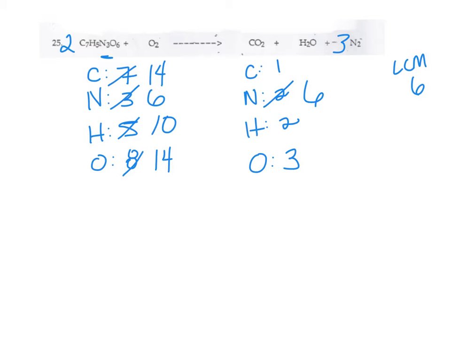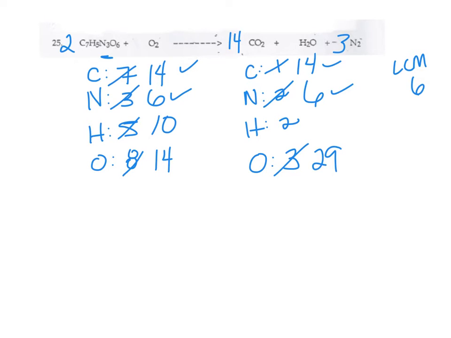Now I'm going to go back and balance my carbons. So I see that on my reactant side I have 14 carbons, so that means I'm going to need a 14 here as well. That's going to change my carbon count on my product side to 14. It's also going to change my oxygen count. I have 14 times 2 oxygens give me 28 oxygens, plus 1 here is going to give me 29 altogether. So first of all, I have balanced my carbons and my nitrogens with that.